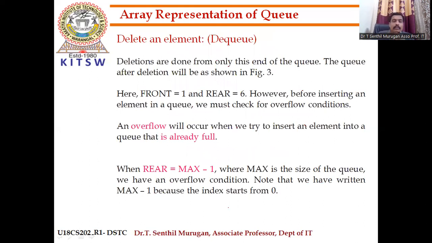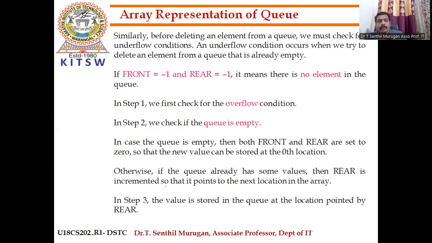For removing the element, what do we have to check? We have to check whether it is empty or not. If it is empty, we are not able to perform the operation. So what we have to check: rear equal to maximum minus 1 means the queue is full. Otherwise, you have to check the underflow condition. What is the underflow condition? That is front equal to minus 1 as well as rear equal to minus 1. The initial condition, both pointing to the first location, there is no value. If there is no element, we are unable to perform the dequeue operation.